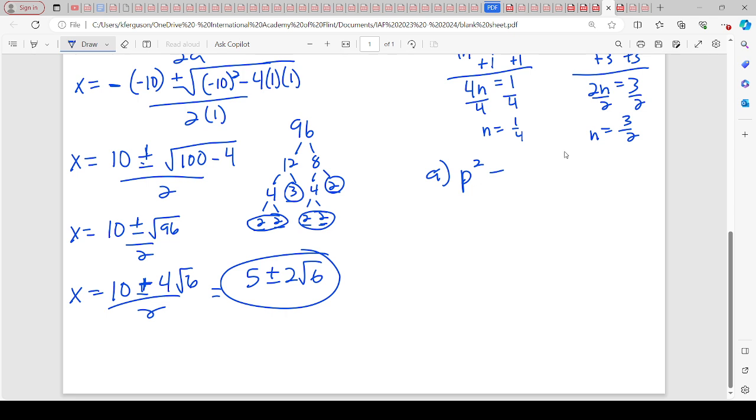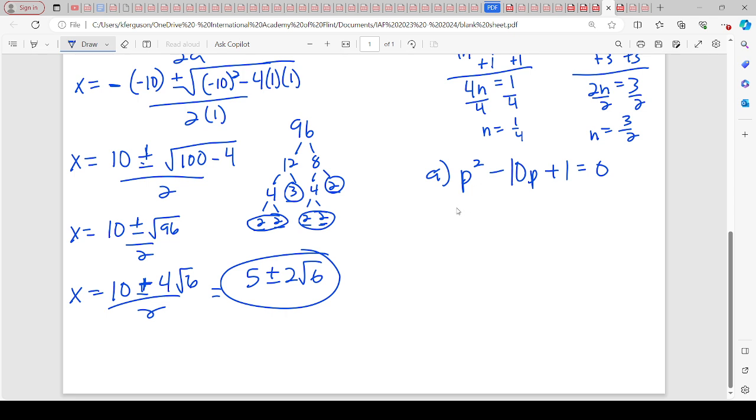So anyway, so let's see, p squared minus 10p plus 1. All right. So I also want to show you completing the square. So this is what I got. All right. Completing the square.